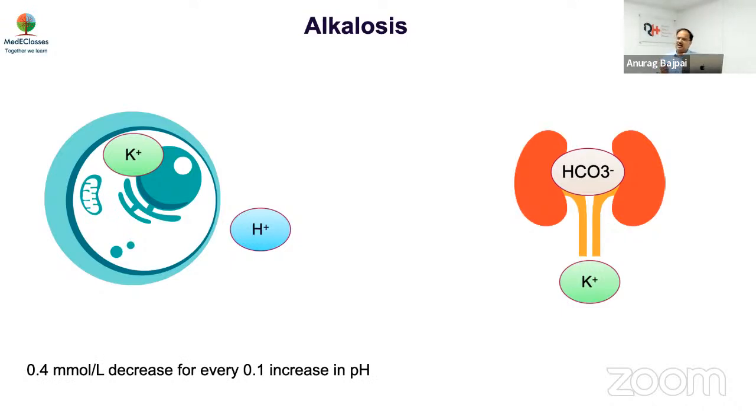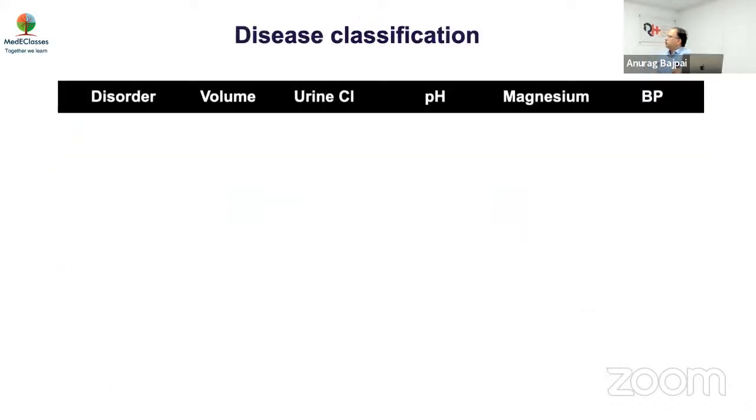We discussed earlier that for every 0.1 decrease in pH, the potassium increases by 0.6. That is the response for metabolic acidosis. For alkalosis, it is slightly lower. It is like 0.4. 0.4 millimole decrease for every 0.1 rise in pH is what we need to remember. And this is true for both respiratory as well as metabolic alkalosis.